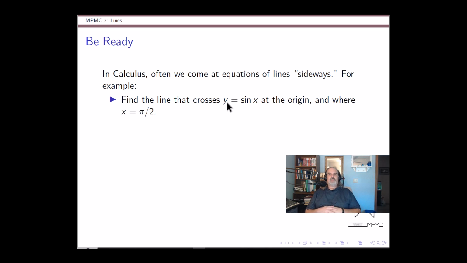Okay. There's nothing here about points, slopes, anything like that, but we have to be able to extract the information that we need. We still need 2 points. Fundamentally, that's what we're at. So if we're at the origin, one of the points is 0, 0. And if we're going to go out to the function y equals sine of x, where x is pi over 2, the y coordinate of that point is going to be the sine of pi over 2.